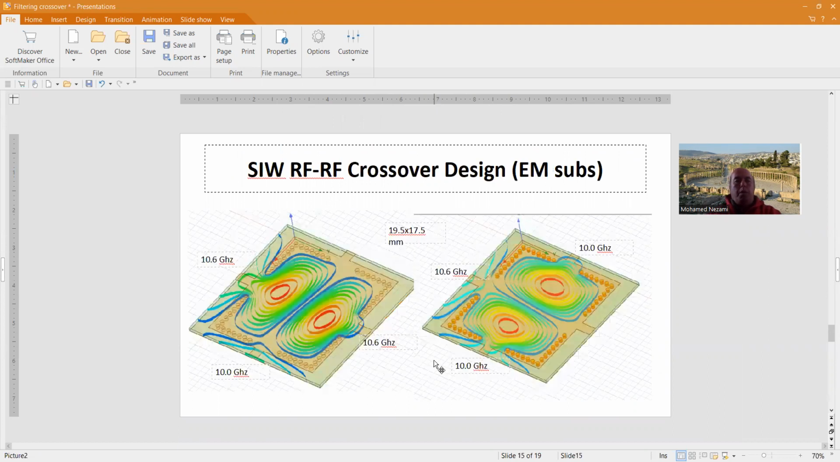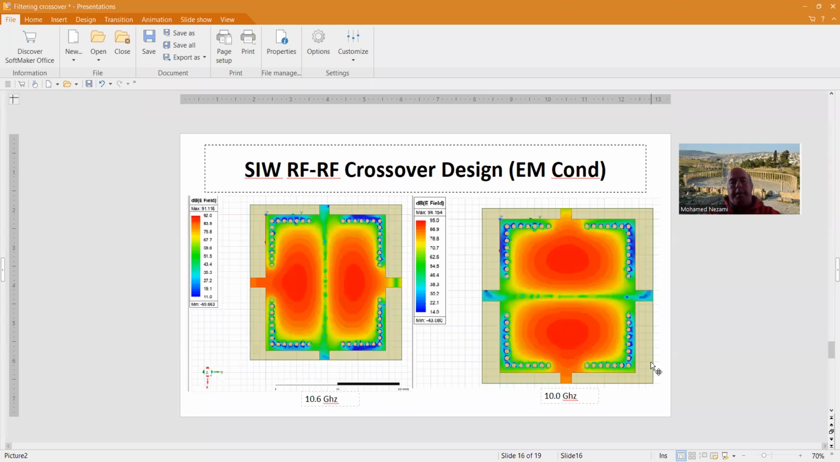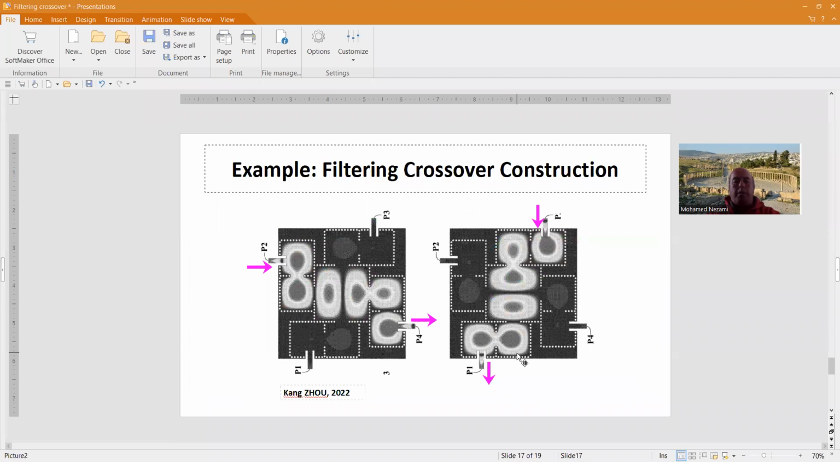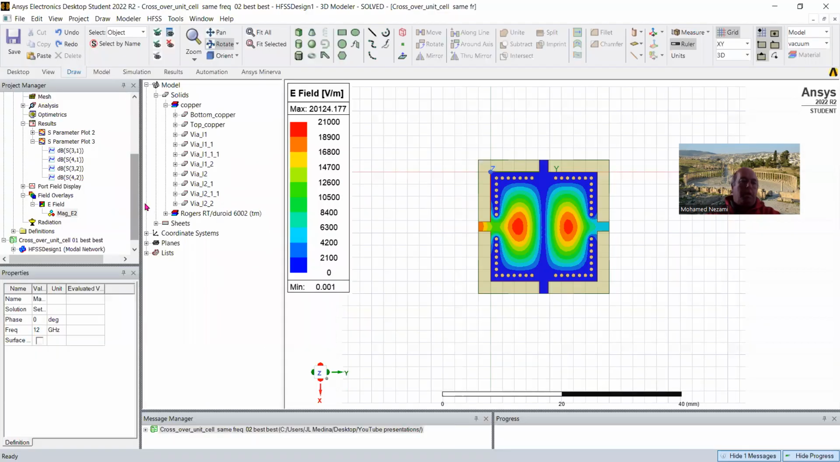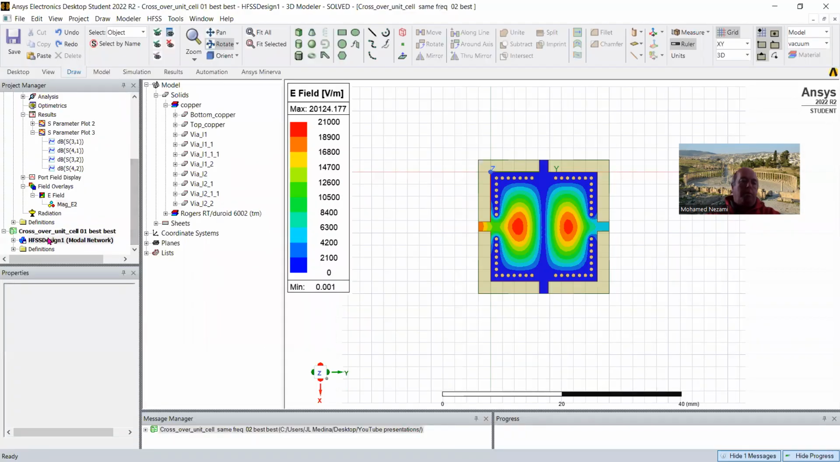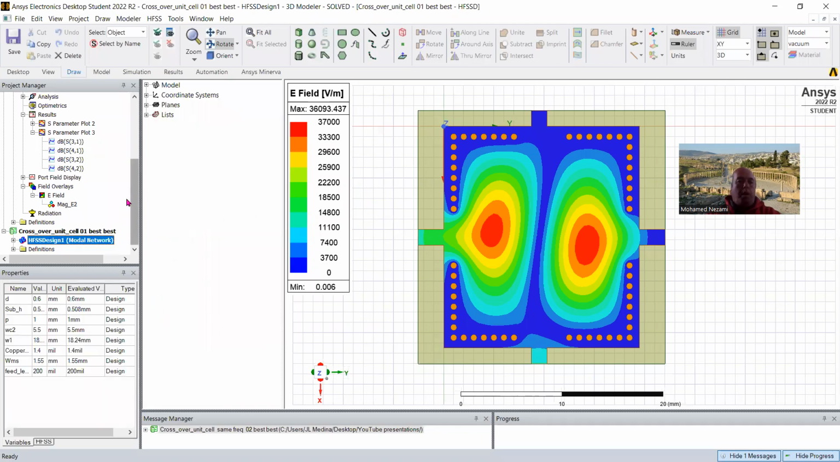And likewise, if you look at the E field in the substrate, you get this pattern, which shows you that the signal is completely isolated. And likewise, when you look at the E field in the conductor on top, you can see that they're totally orthogonal and separated. So let's see that live.